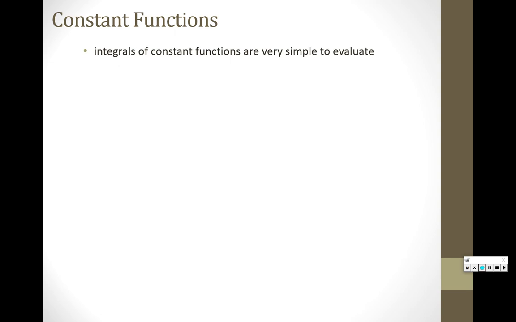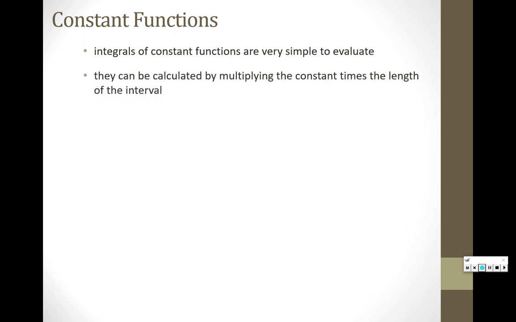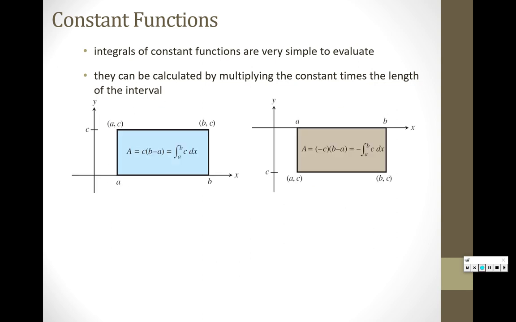Integrals of constant functions are very simple to evaluate. They can be calculated by multiplying the constant times the length of the interval. That is, if you've got some function that's at the same value all the way along, and you want to find the area underneath it, you just multiply its width by its height. And that will find the integral. See, the only thing we're doing differently here than what we could do in grade 9 is we're calling it the integral.